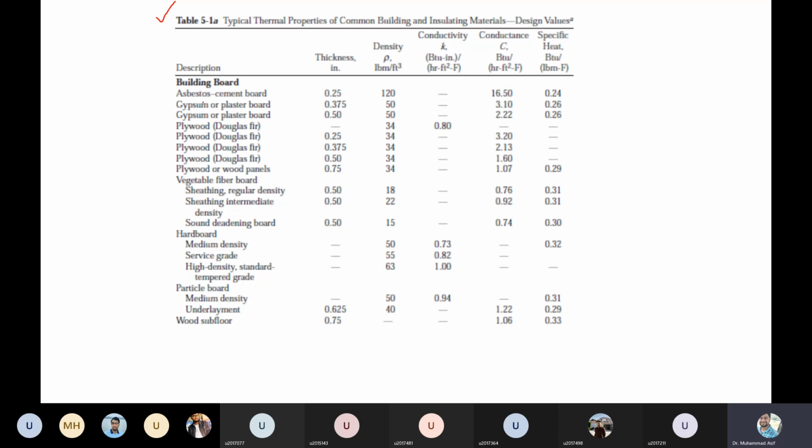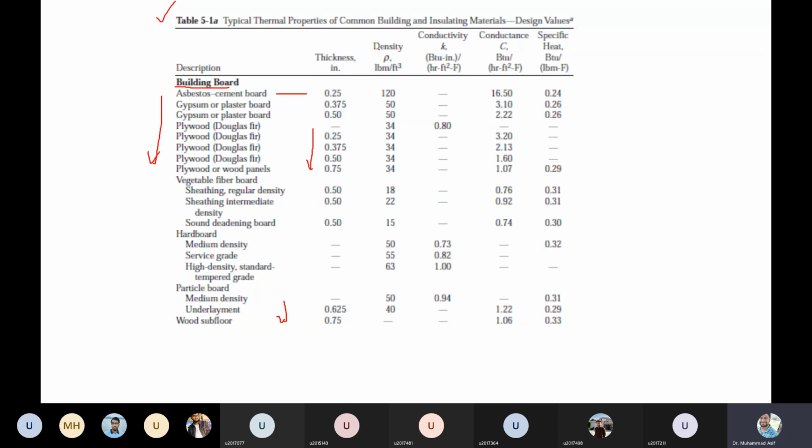In our book, as you can see, these materials are just the building boards. In building boards, you have many varieties with different thicknesses. For example, this is a board with a thickness of 0.25. As the thickness increases over a range, the material also changes. This is the gypsum or plaster board. Then we have plywood with that thickness, and similarly other materials as well.